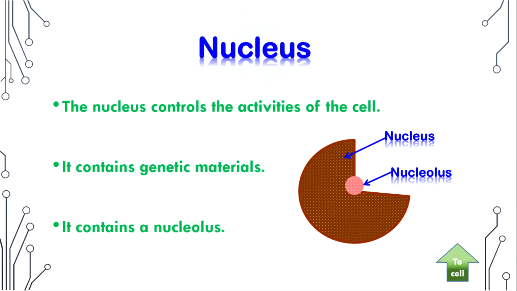Okay, it also contains genetic materials, and we mentioned genetic materials before. We're talking about DNA, we're talking about chromosomes, and we're talking about genes. All right, it's also important to note that it contains what is known as a nucleolus. And the nucleolus is like a smaller nucleus. However, this is where ribosomes are produced in the cells.